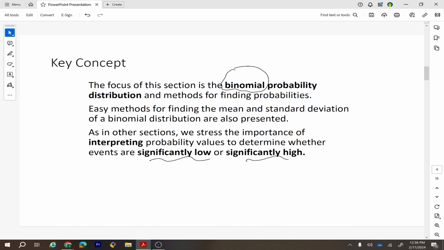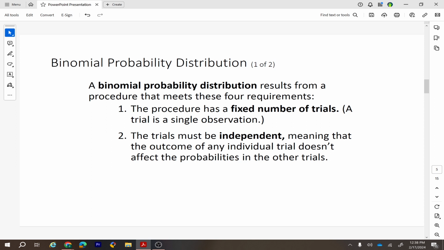is a significantly low value or a significantly high value. So first of all, if you are given a probability distribution, we need to find out whether it is binomial or not by testing these four criteria. A binomial distribution is supposed to have a fixed number of trials. If the number of trials is not fixed, then that's not binomial.